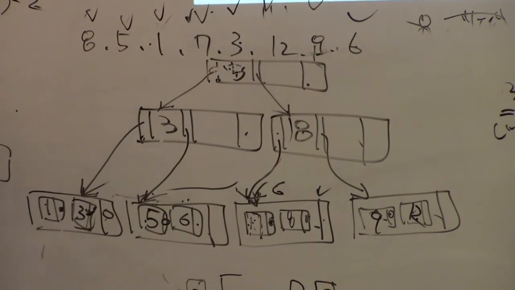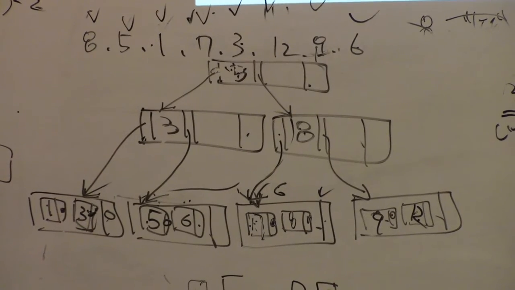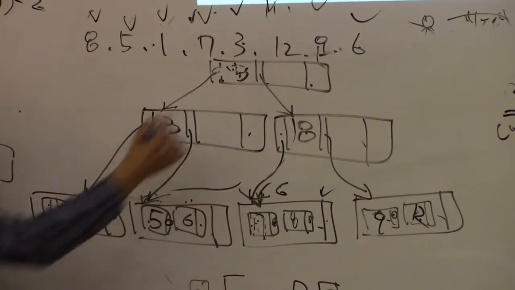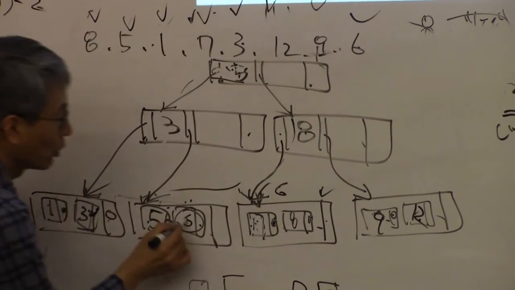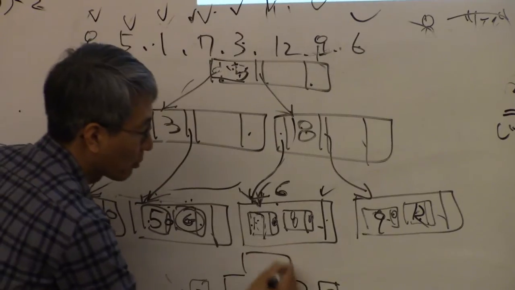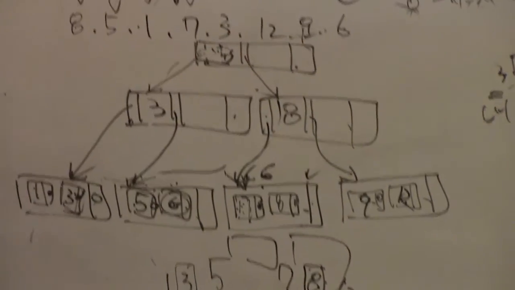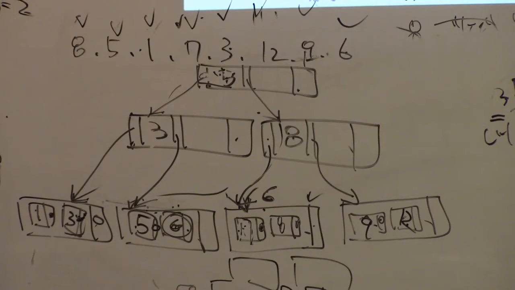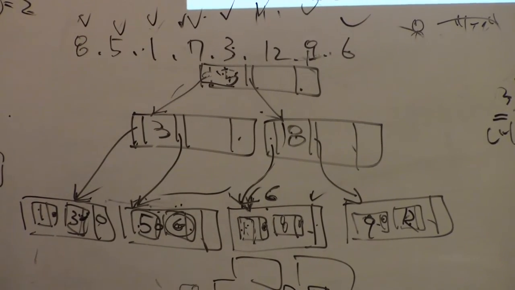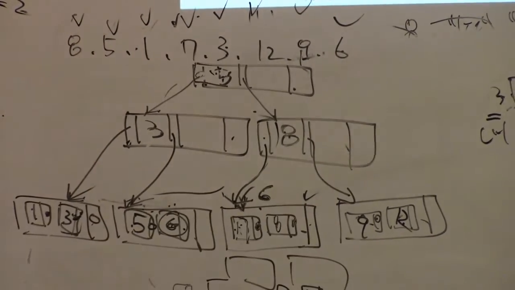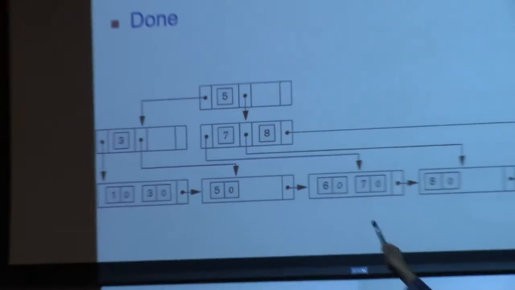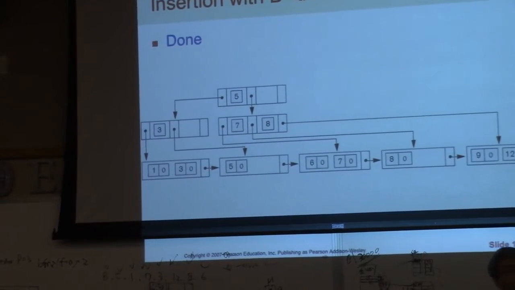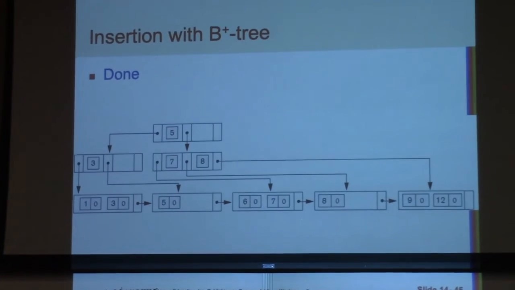Even though we have the 6, it doesn't look like a problem, but it's actually a problem because it's equal or less than 5. There's no way to find it. Instead, you need to insert the 6 over here. So split into 2 and copy the middle. Okay, so once you split the 6 and 7, 8, select this one. So B plus tree. Okay.